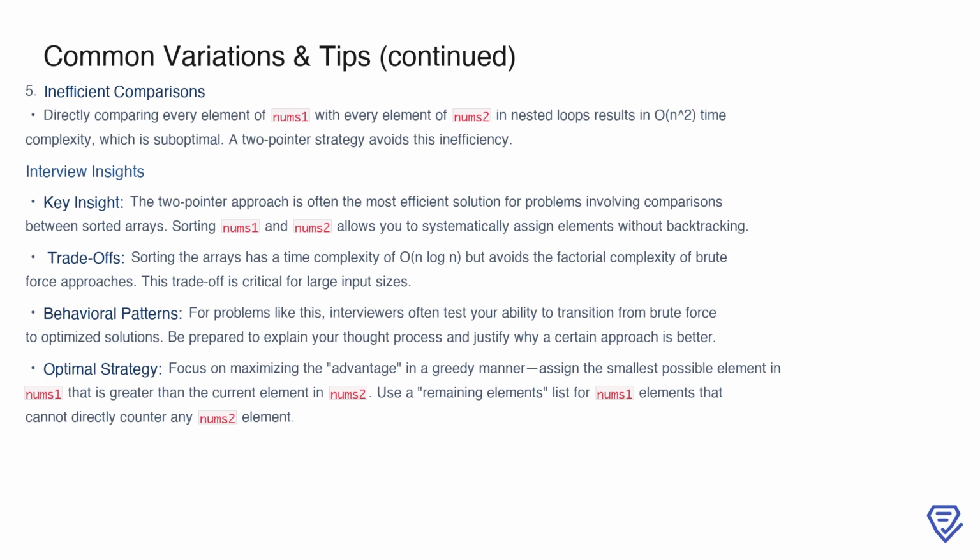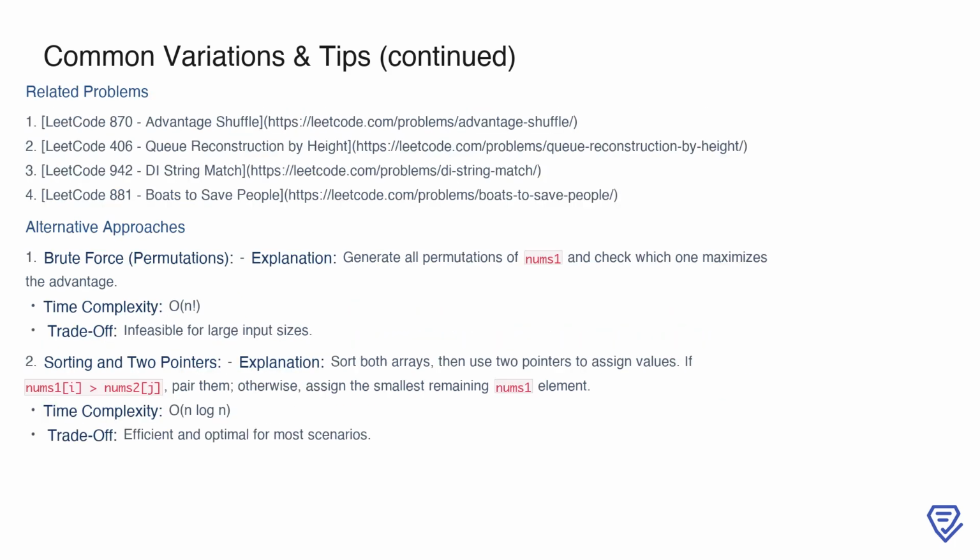The advantage shuffle problem shares similarities with other challenges in algorithmic problem solving, which can help you build a broader understanding. For instance, problems like LeetCode 406, queue reconstruction by height, or LeetCode 881, boats to save people, also require sorting and strategic pairing. Another related problem is LeetCode 942, DI string match, which also involves leveraging greedy algorithms. Exploring these will deepen your grasp of patterns like sorting and two-pointer strategies.